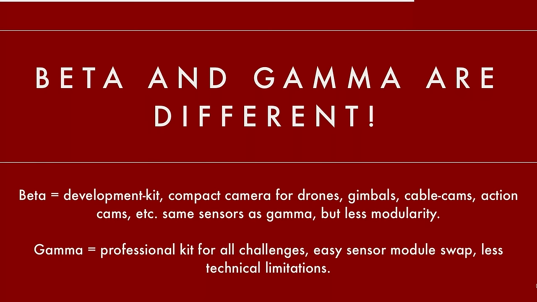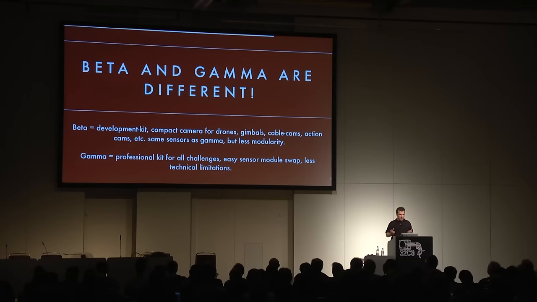So the Beta is more of a development kit and a compact camera for, for example, drones, gimbals, cable cams. And it also has, of course, the same sensors because we are limited by the sensors that we can choose. But the Gamma is a professional kit for all challenges in a way. It's really a high-end production camera. In a way, you can also put more modules inside, four modules. So this is ideally what we are aiming for, but this is still in the future, so this will be 2016.